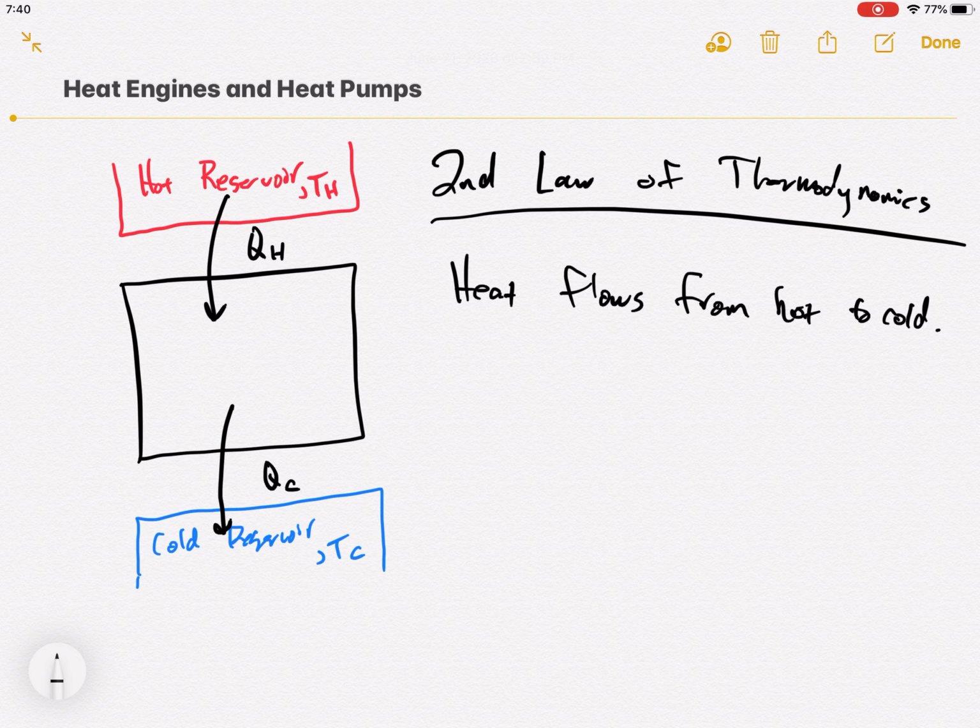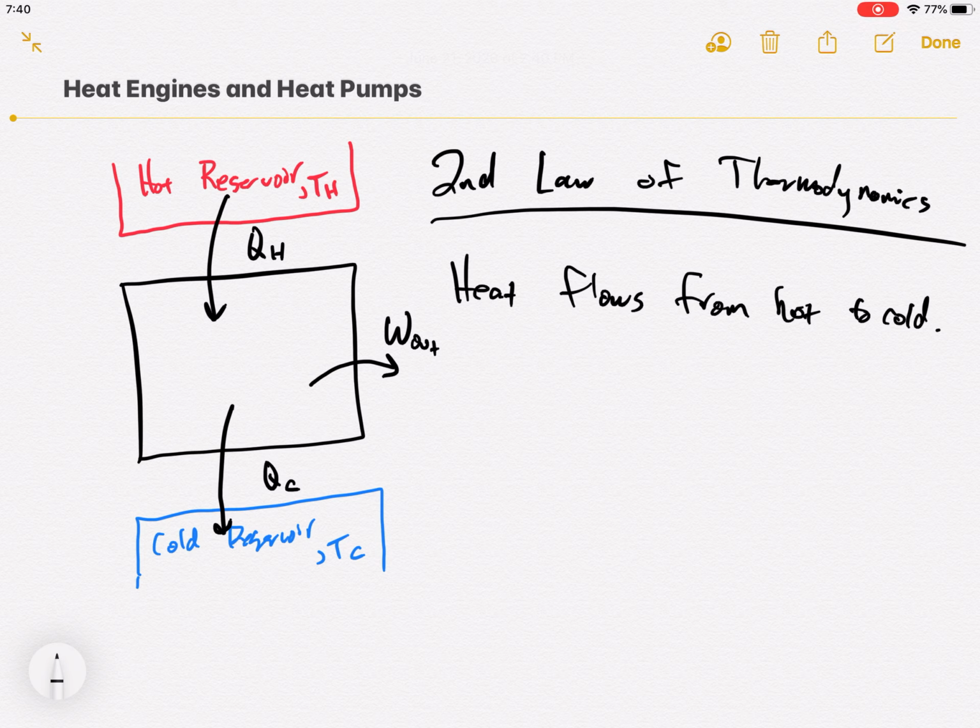Now, for a heat engine, we siphon some of that Q hot as work. We'll say work out. Okay, so we're taking some of Q hot and turning it into work out.